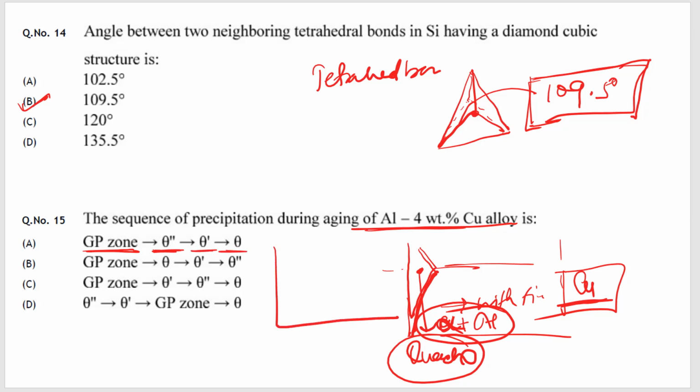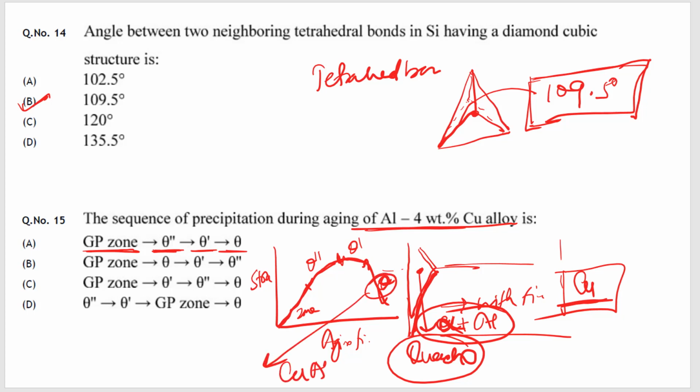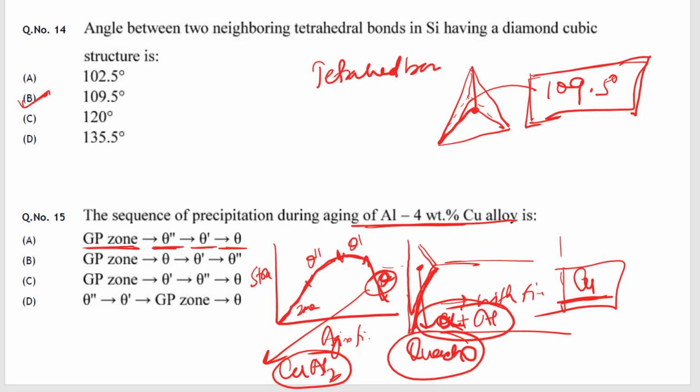So if you see the diagram, that is strength versus aging time. The strength increases as the GP zones form. GP zones forms up to this layer. Then theta double dash, okay, then theta dash, then here theta. So when theta forms, that is nothing but CuAl2, complete CuAl2, and this decreases the strength. So you remember here the correct sequence is of option A.